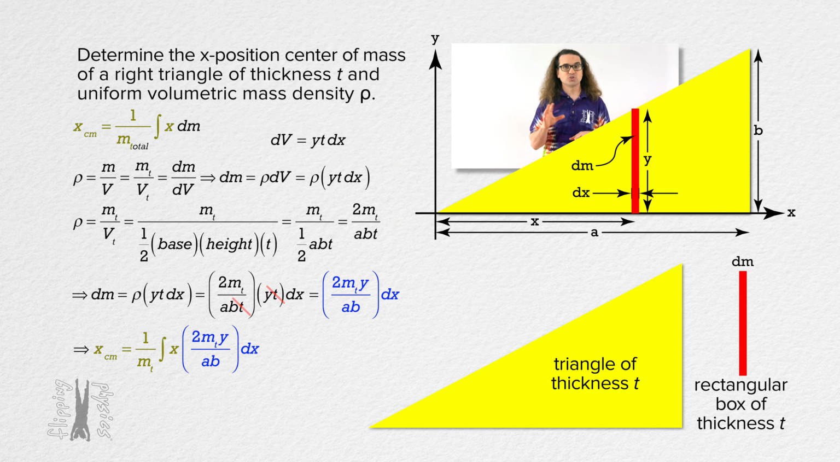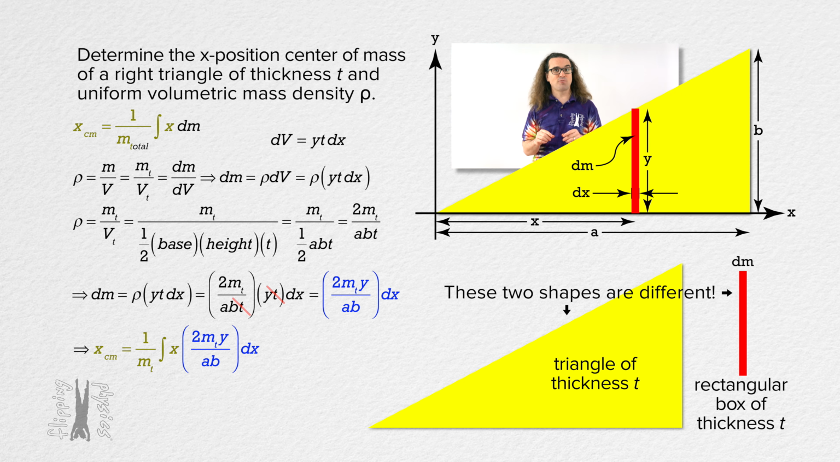Now, I do want to take a moment to reiterate that the shapes, and therefore the volume equations, for the two objects, the triangle of thickness t and the rectangular box dm, are not the same. Again, those two volume equations are not the same because the shape of the object and the shape of the infinitesimally small pieces which make up the larger object are not the same.